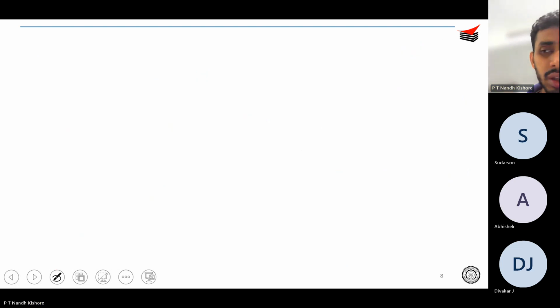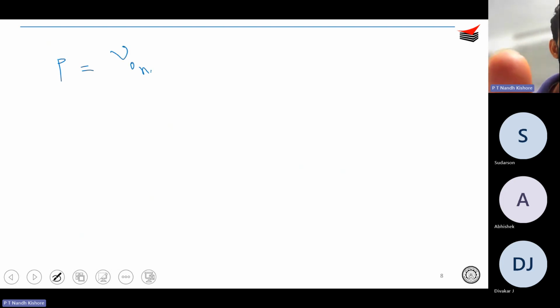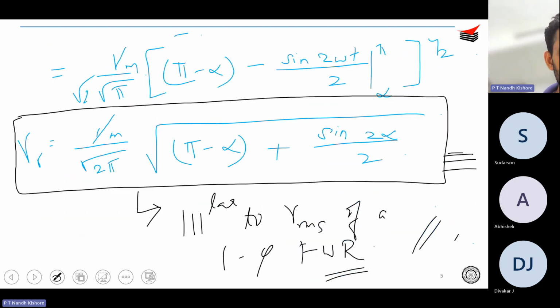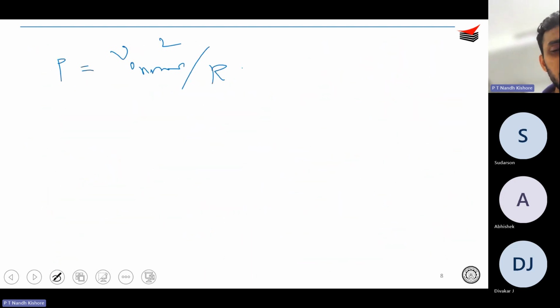And then what will be the power delivered to the load? This is where I realized that I lost contact with you guys. Anyway, so the power delivered to the load will be simply V naught RMS square over R. So we just derived what was V naught RMS. Just square it and divide it by R. You are going to get your power delivered to the load.